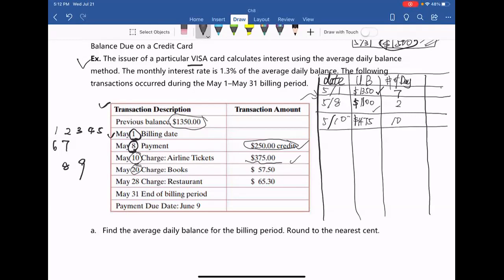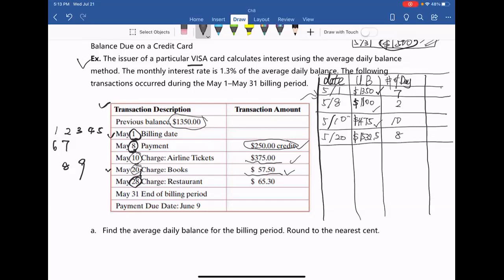And the next one is May 20th, is 520. Buy the books. So the unpaid balance increased. So use this amount plus this amount. That is 1532.5. How many days does it keep? Use 28 to subtract 20, that's 8 days.